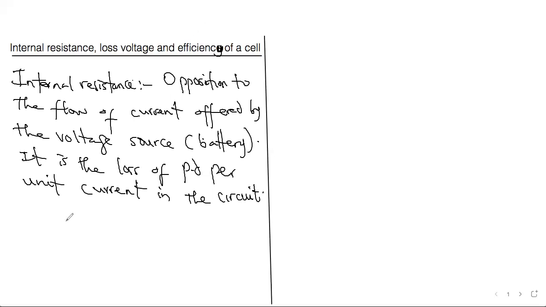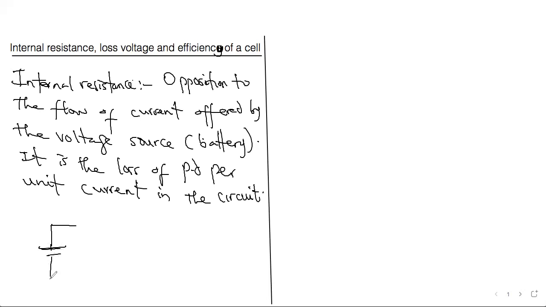So if the cell does not have internal resistance, then the terminal potential difference should be equal to the E.M.F. But if the cell has internal resistance, there will be a kind of loss in the voltage, which is called the loss voltage. So let's use a circuit to analyze this.